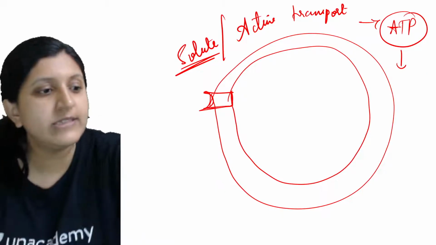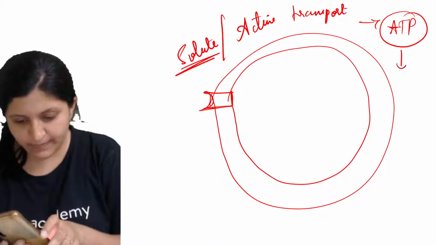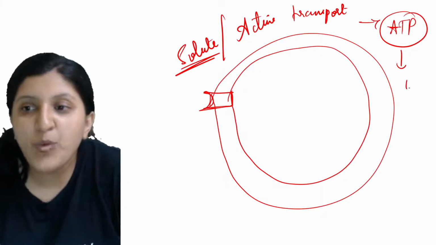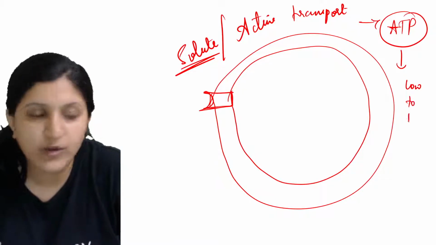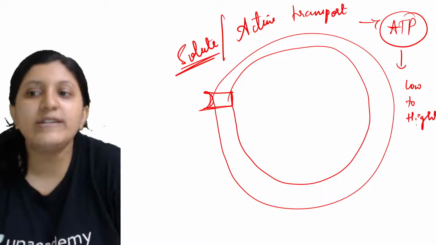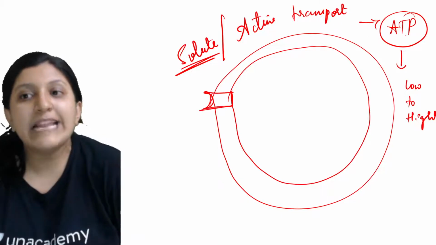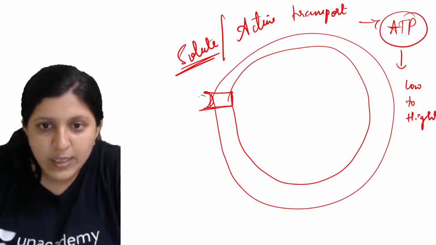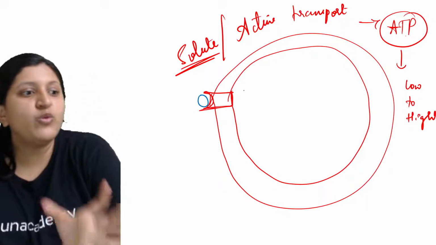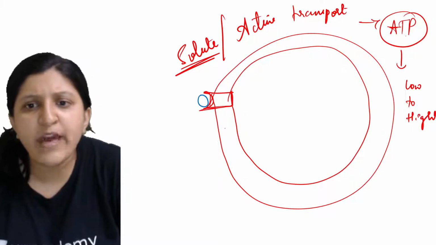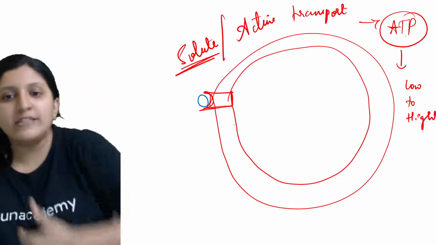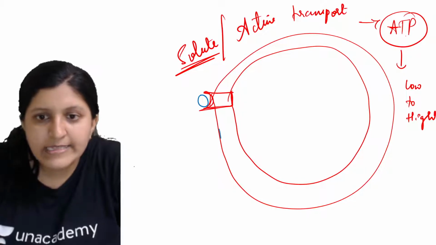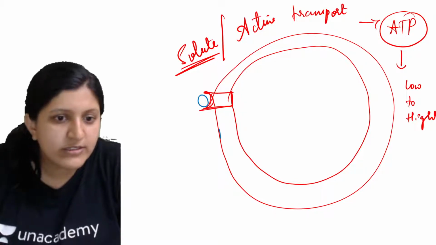Here in this case, the movement is occurring from low to high. So what would be the condition? There is always a requirement of ATP. Let's say the solute is going to attach here. Now this has to be transported inside, so this protein can turn up, and this has to be taken inside. This is how it works.